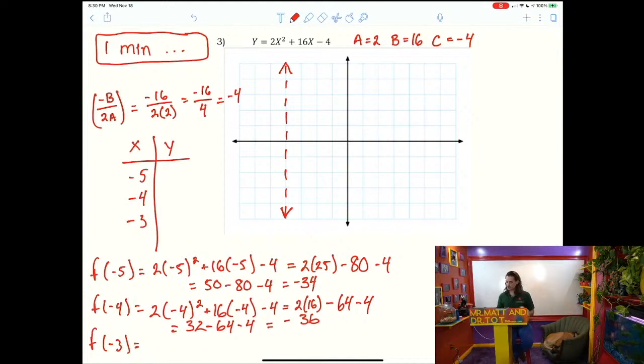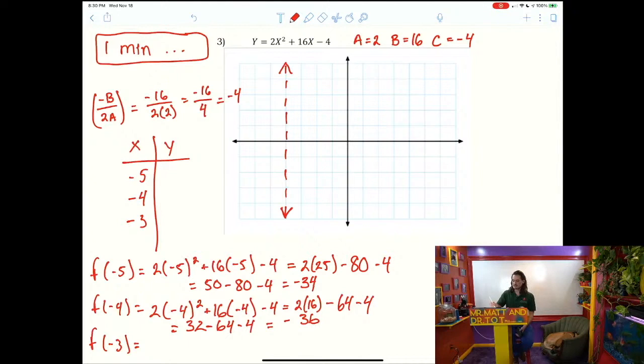And so negative 5 squared is going to be positive 25. 16 times negative 5 is a negative 80. And we have that negative 4 carrying on, so we're going to end up with 50 minus 80 minus 4. So 50 minus 80 is going to be a negative 30. Negative 30 minus 4 is going to be a negative 34.